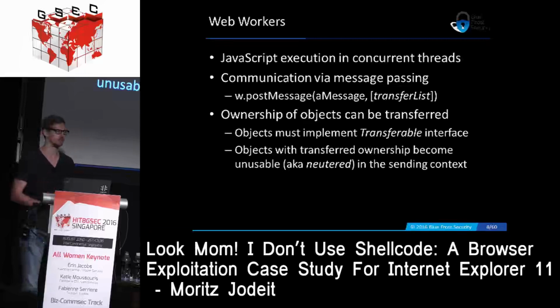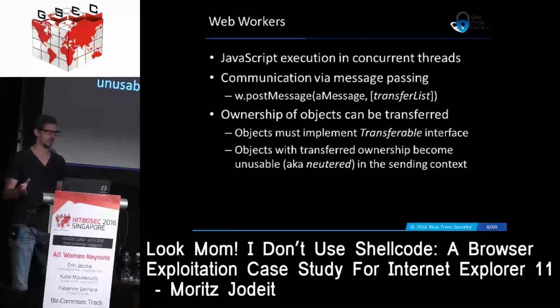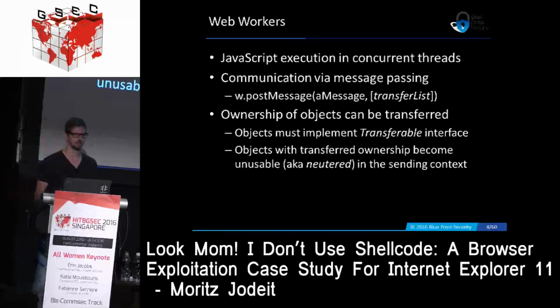What you do is call the postMessage function and pass it the message you want to send, and there's an optional argument called the transfer list. The transfer list can be used to transfer the ownership of an object to another worker. If you do that, the object becomes unusable, also called neutered, in the current context, and it appears in the receiving context. So it's a way of transferring objects between workers.